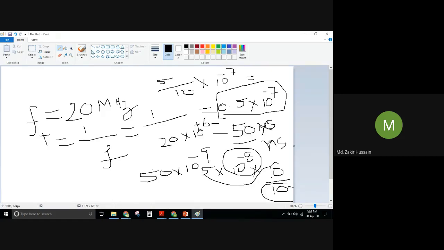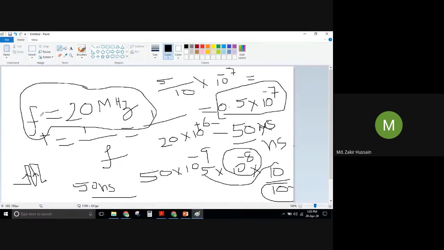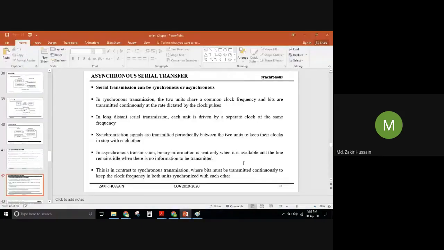Is that clear to everyone? Yes, sir. Okay. So it's 50 nanoseconds. So meaning what? For every 50 nanoseconds, one bit is transmitted if we are working with this clock. If our frequency is 20 megahertz, then it means every bit is transmitted for 50 nanoseconds. The time taken by each bit is that.